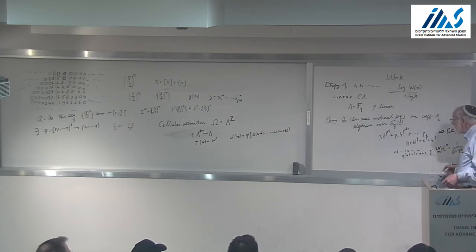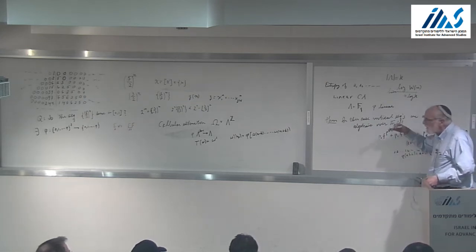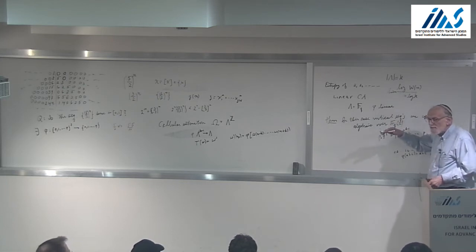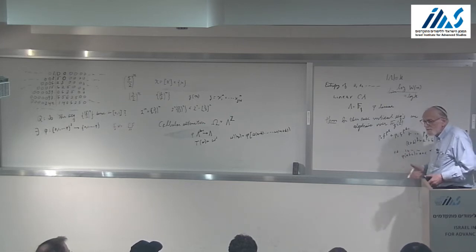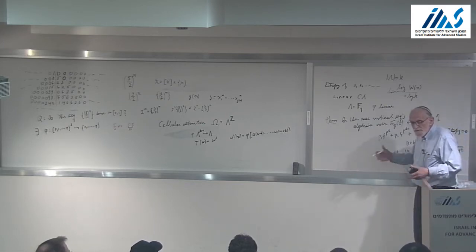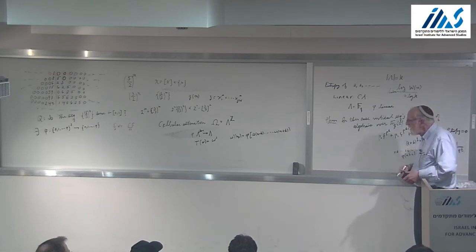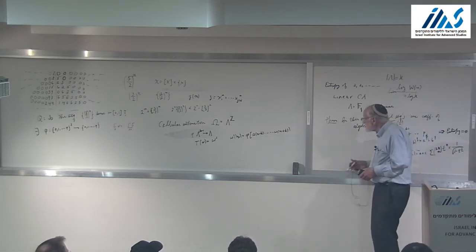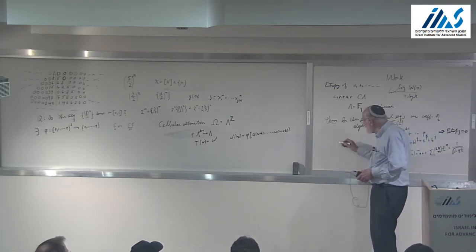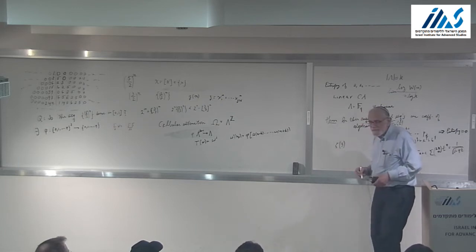What's interesting is that if you try doing the same with a higher dimensional cellular automaton, then you won't get an algebraic function, but the functions you do get turn out to be interesting functions, like hypergeometric functions and so on. And in fact, since we're talking about number theory, those functions appear in Apéry's proof of the irrationality of zeta of 3.